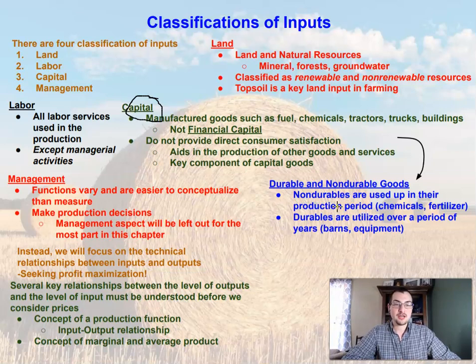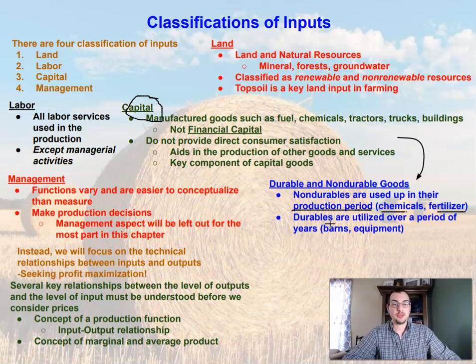Non-durable goods are those that are used up in their production period. Chemicals, fertilizer, things that are typically used up within a year. We say if they're going to be used up within a year, they're considered pretty much non-durable goods. Examples of other non-durable goods: we have fertilizer, we have chemicals. Fuel is more of a non-durable good because it's going to be used up within that production period. Hay is typically used up within that production period, so it's typically a non-durable good. Things that are going to be used up within that production period.